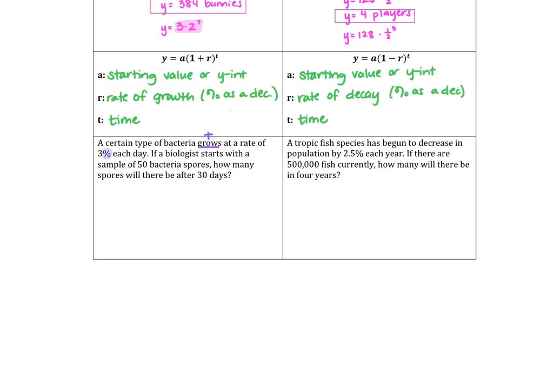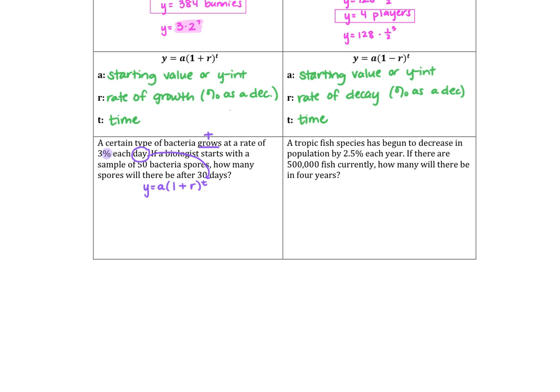Since I see a percent sign, that automatically tells me I'm going to be using my equation that has an r in it. And I'm going to be using a plus because it's growing. So that's the format we're going to use. And remember, since it says 3% each day, we know that our time is being measured in days.